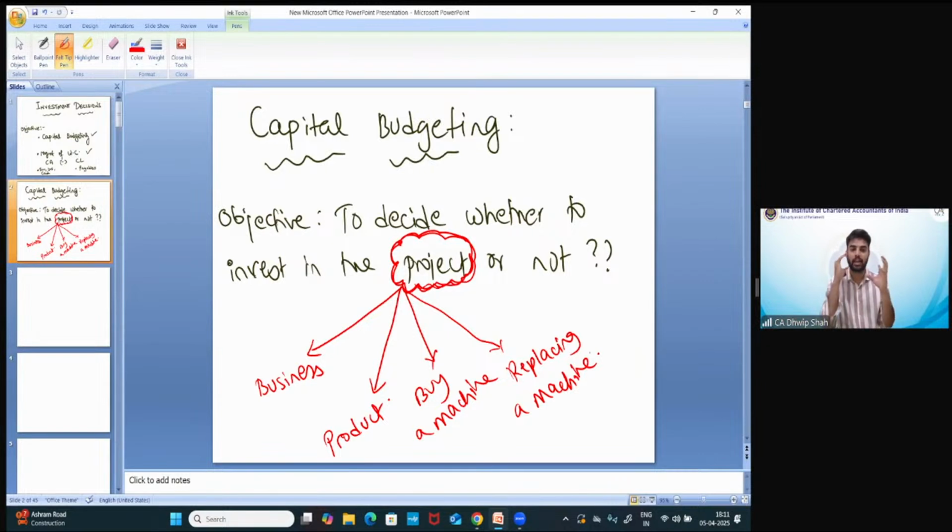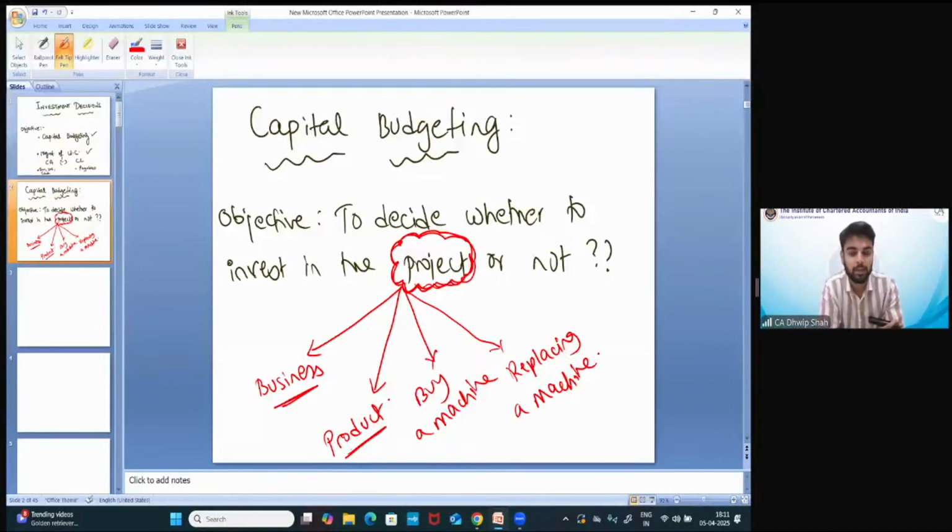So the term project has a very broad meaning. So whether to invest in a business or start a new business or not, capital budgeting. Whether to launch a new product or not, that is again a project. So that decision is again a capital budgeting decision.